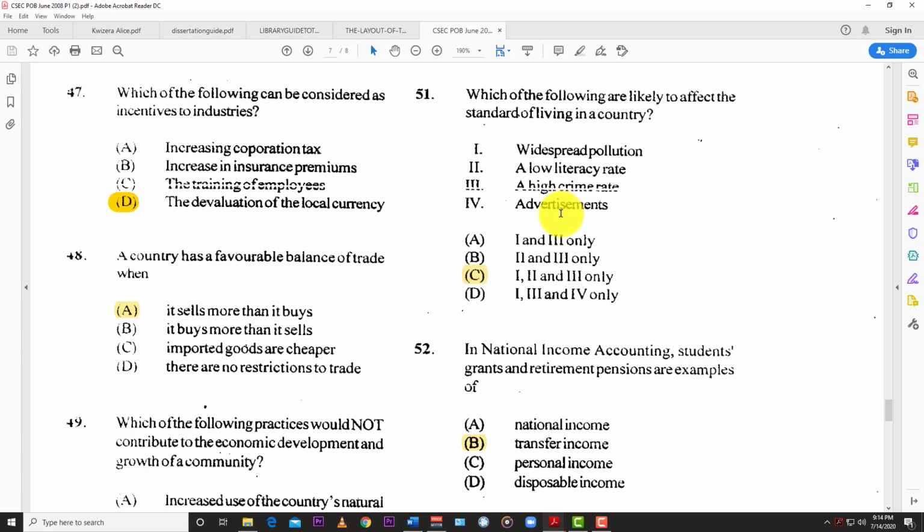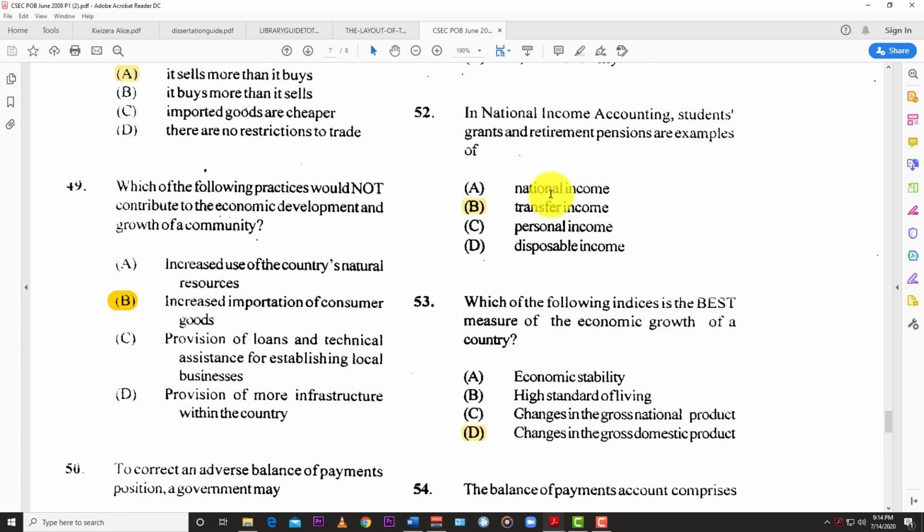That was too obvious. 52, in national income accounting, students grants and retirement pensions are examples of, and so the best answer is B, transfer income. And so I don't think this question would really apply today because a lot of these economic stuff are no longer in the POB syllabus. But hey, is it only but goodies? So the best answer is B, transfer income.